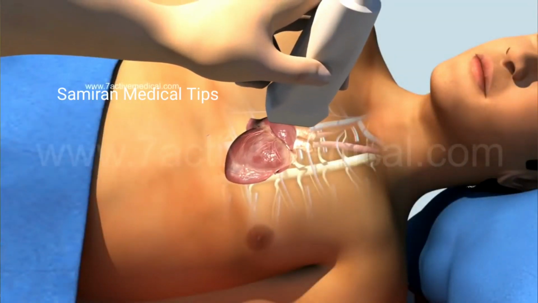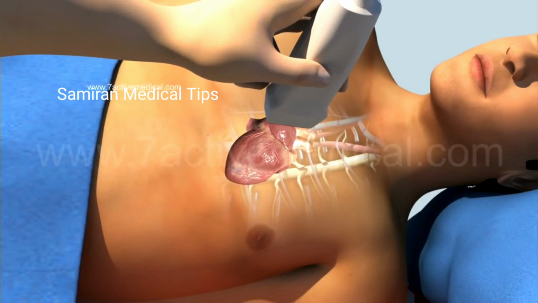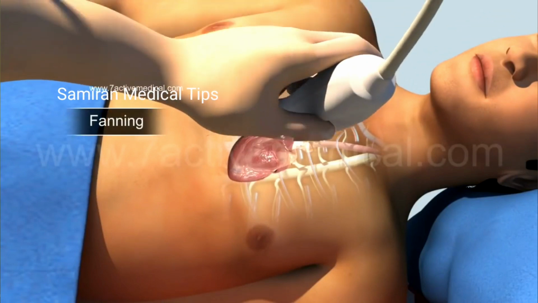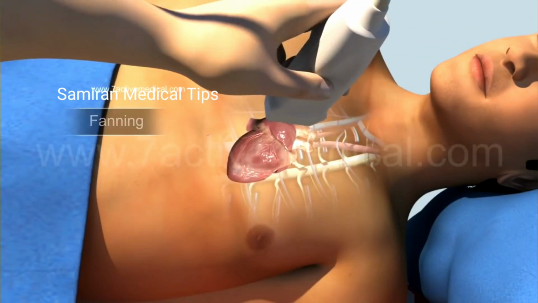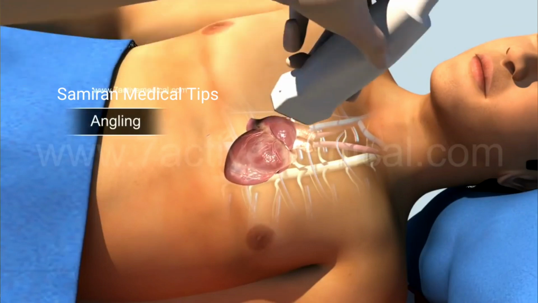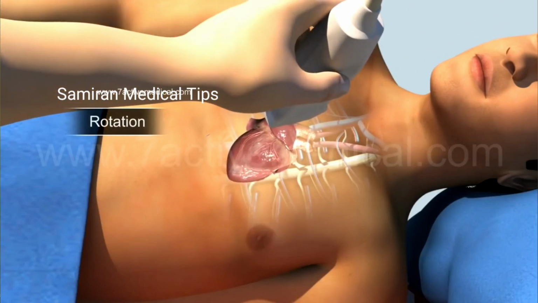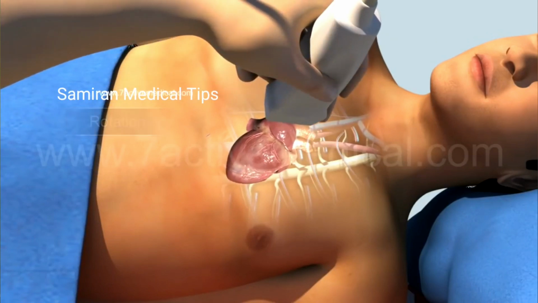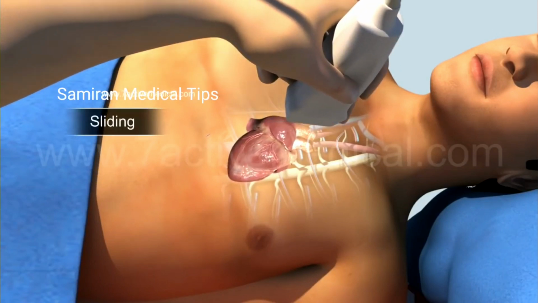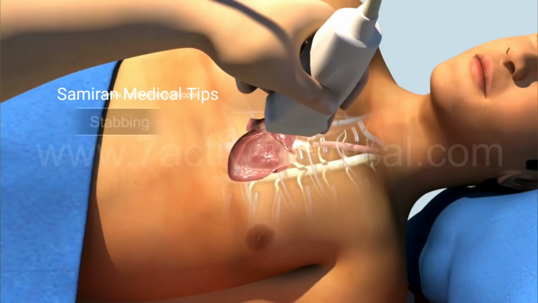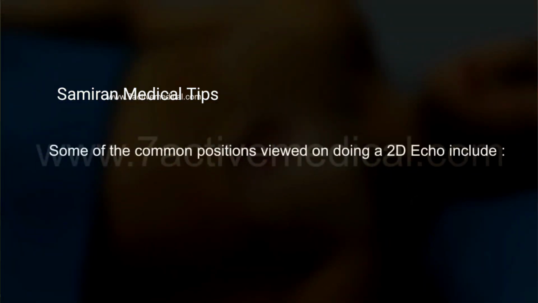Common manipulations while doing a 2D echo include fanning from left to right, angling, rotation around a perpendicular axis, sliding, and stabbing. Some of the common positions viewed on doing a 2D echo include 1.